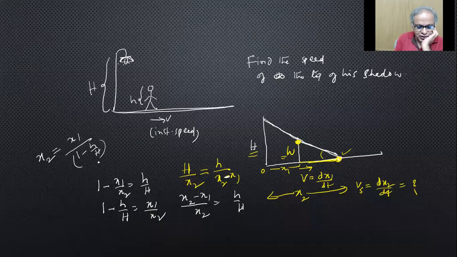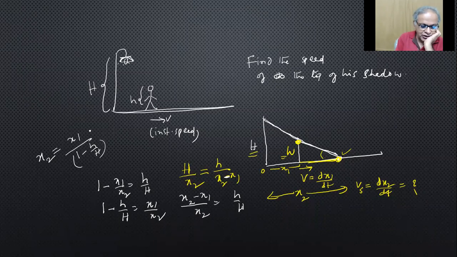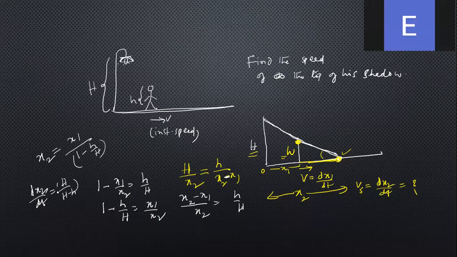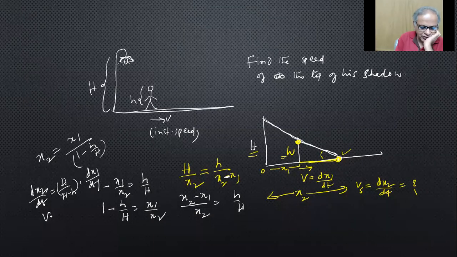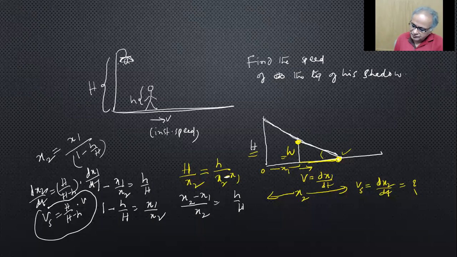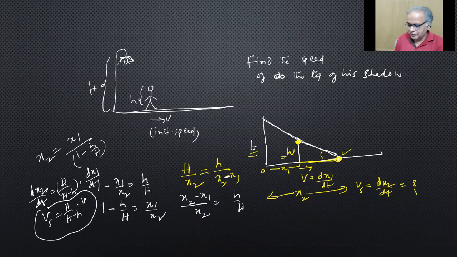This 1 minus h by H is a constant thing, right? So take the derivative of the two sides: dx2 by dt is equal to H by H minus h into dx1 by dt. So the velocity of the shadow is equal to H by H minus h into the velocity of the person. So that will be your answer. A simple application of the derivative, just for a change of mode, I've given you that.